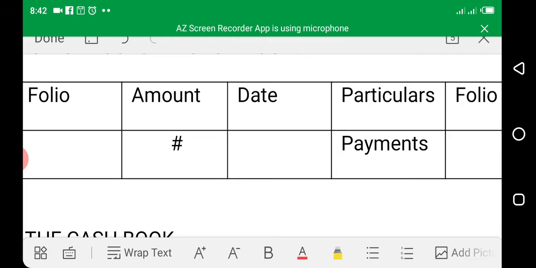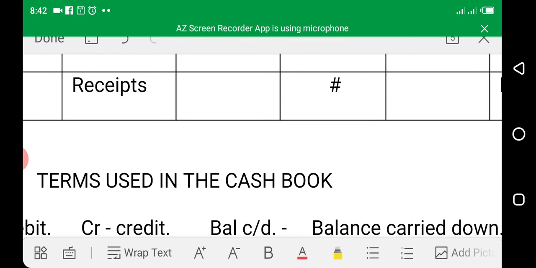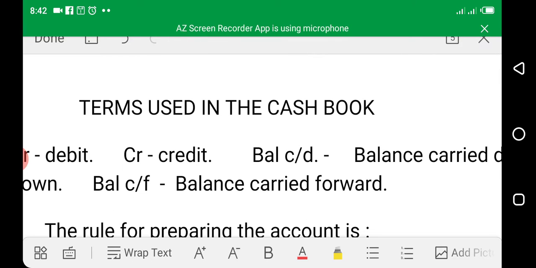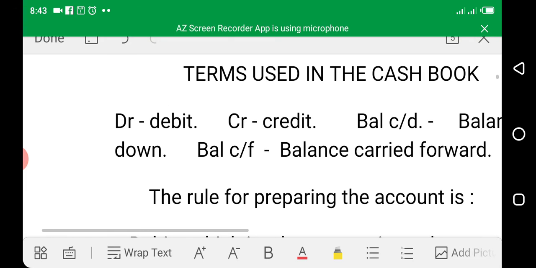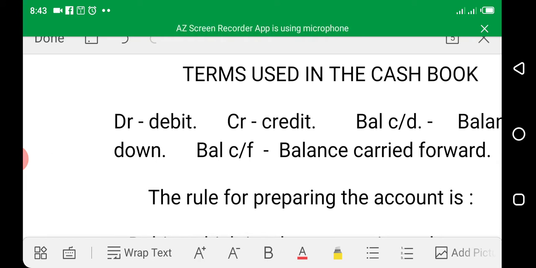As far as single column cash book is concerned, let's look at the terms used in the cash book. DR, debit, is represented by DR.